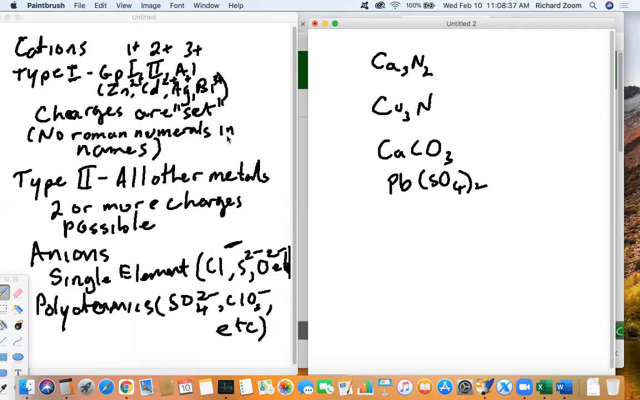Now, if we're talking about the type 1 cations, the charges are set. We don't have any Roman numerals in the name. Type 2, we do put Roman numerals in the name. So Roman numerals show charge.